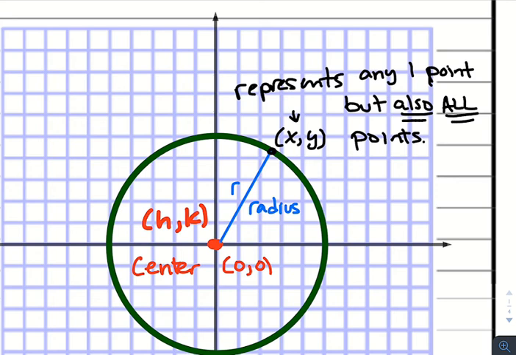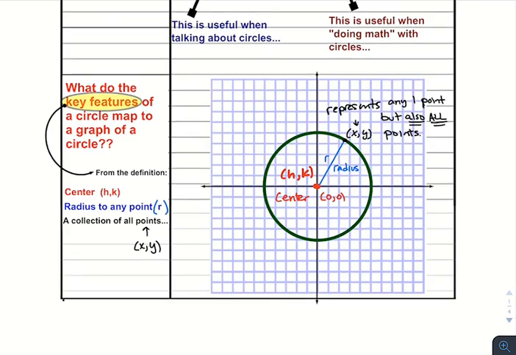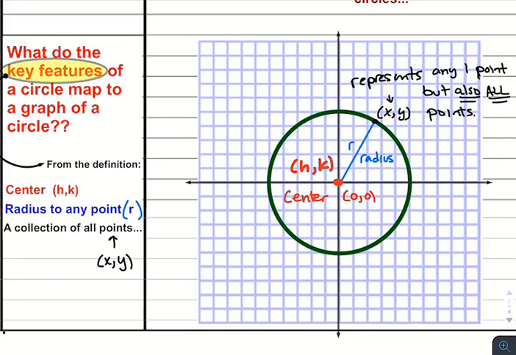All right. Now I'm going to get into detail about what that means. But if you're asked to map out the key features of a circle, this is what we're referring to. For any circle, you have to know the center, you have to know the radius value, and you have to be able to map out any x, y that occurs on the circle itself.